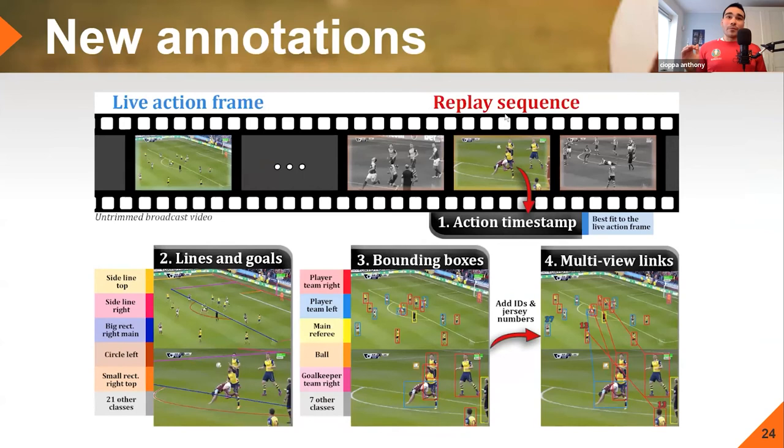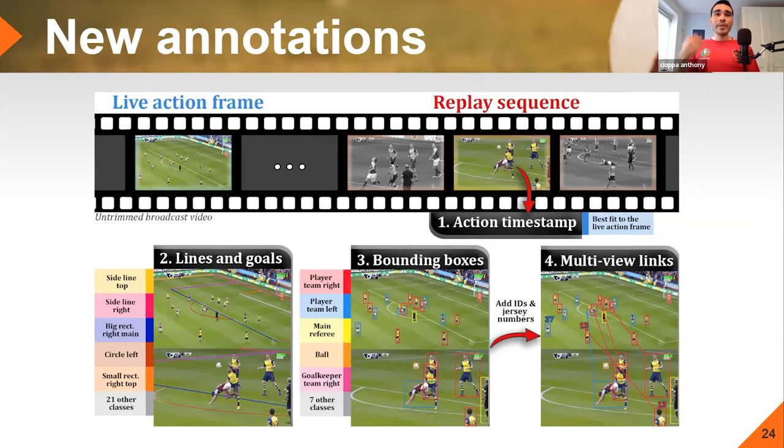As I said, the first thing was to extract the same moment in the replays, then the action frames, to simulate somehow a multi-camera setup. From there, we annotated first all lines on the field, so 20 different classes, and we also annotated the goalposts and the crossbar in the goal. Then we annotated all bounding boxes for the players, the goalkeepers, the referees, the ball, the staff, and many other classes, such as yellow cards when the referee shows it, or the wall of players.